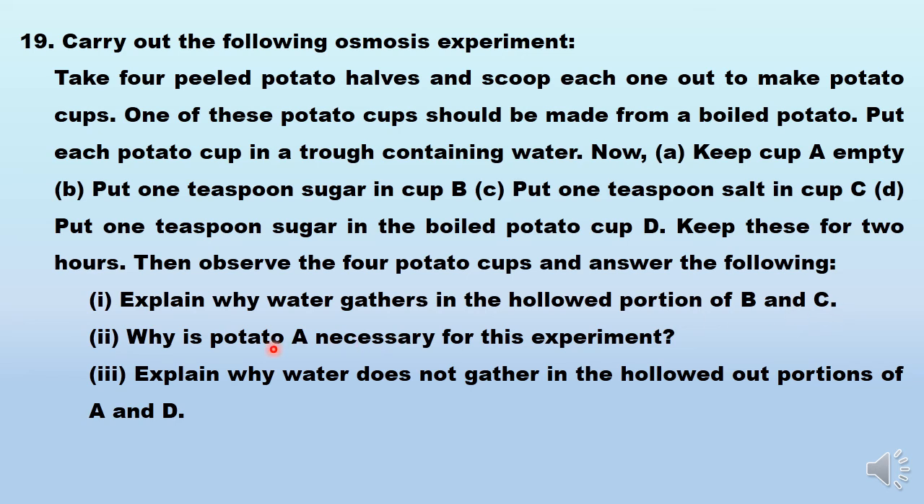And why? Whatever is the observation of A, we have to tell that. And why the presence of A was necessary in this experiment? Because we have not put anything in that cup. And explain why water does not gather in the hollowed portion of A and D. So this situation is telling us that in A and D we do not see that the water has gathered. Now we have to explain all these observations.